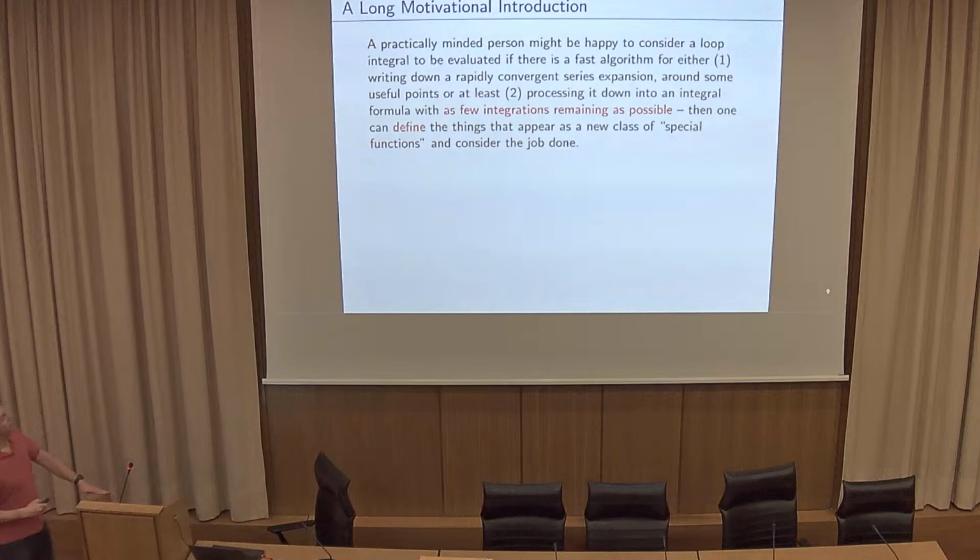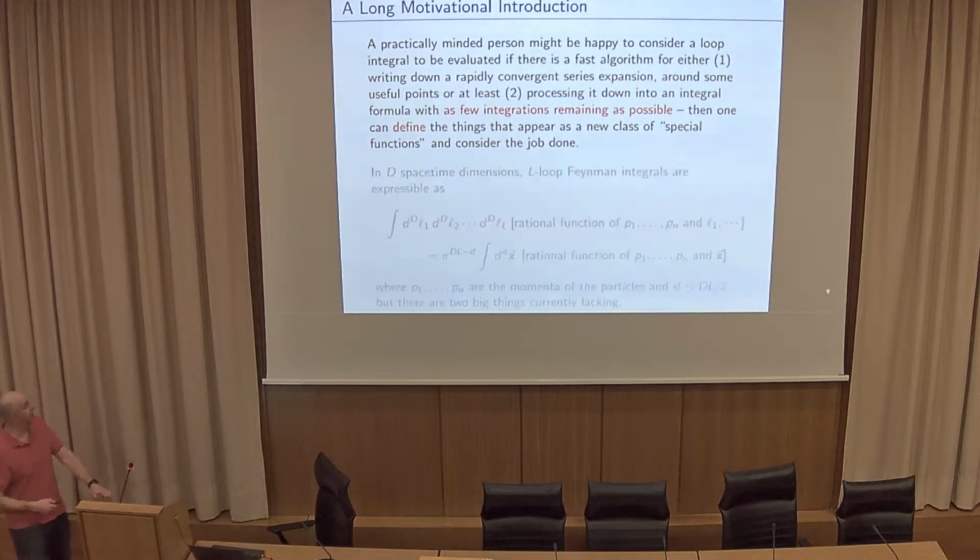Okay, so a practically minded person might be happy to say that a loop integral is done if you've reduced it to a form where you either have a convergent power series expansion, because then you can get as many digits of precision as you want if you know the radius of convergence, or you've reduced it to a form where it's an integral of a rational function with as few integrations as possible.